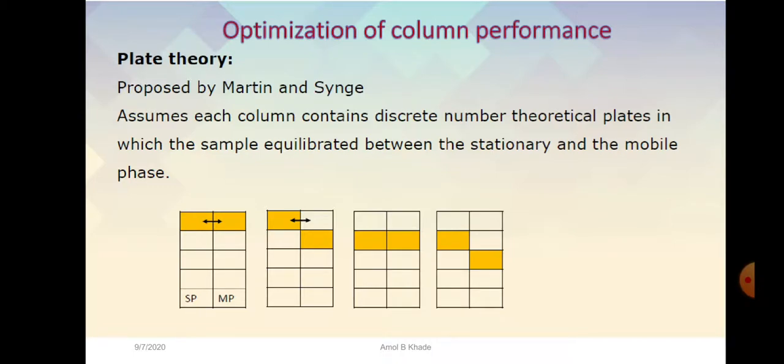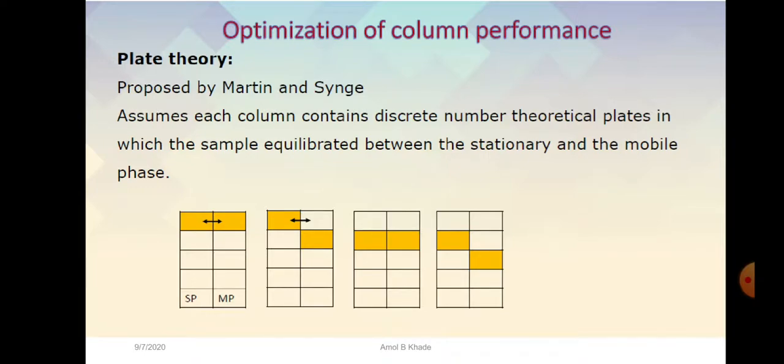So what Martin and Synge want to say is that each column has a discrete number of theoretical or hypothetical plates, and the sample is getting equilibrated, distributed at each of these plates. So if the number of theoretical plates is more, the number of times the sample is getting equilibrated is higher, and better separation will be achieved.